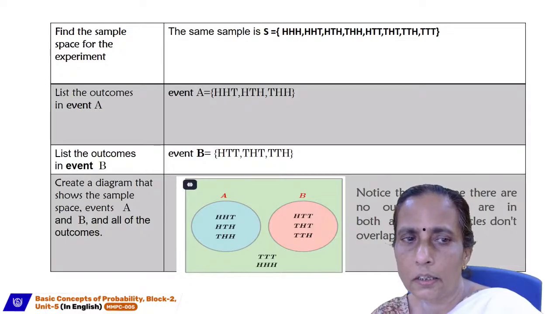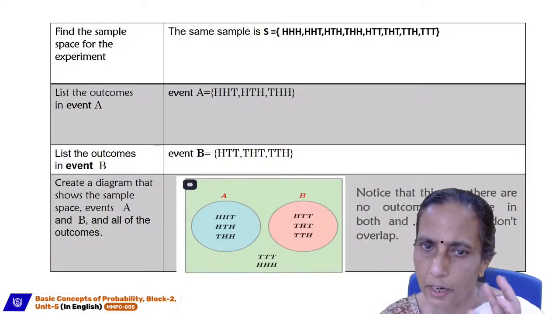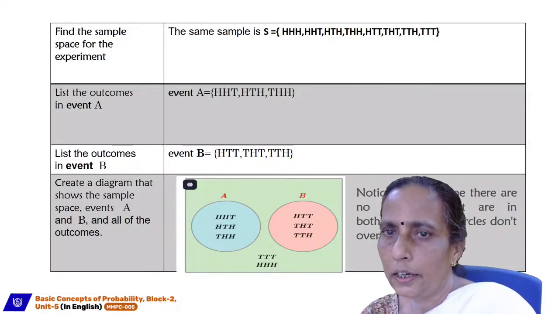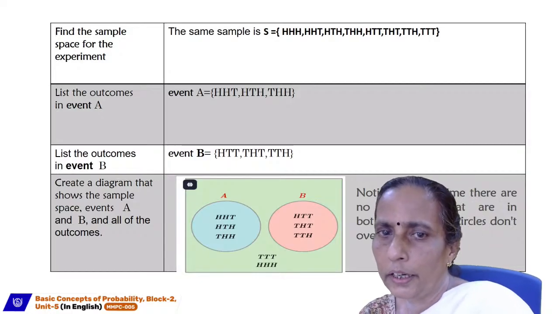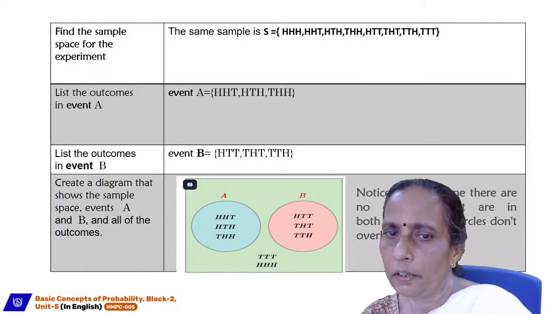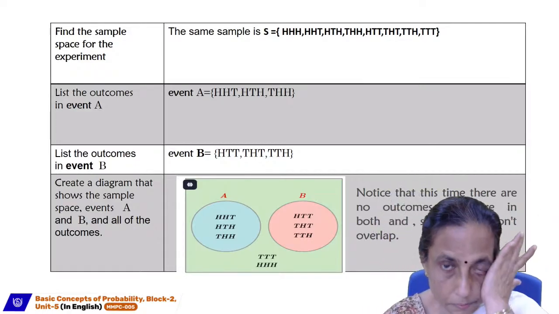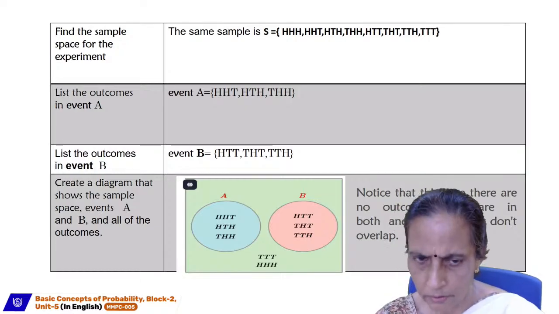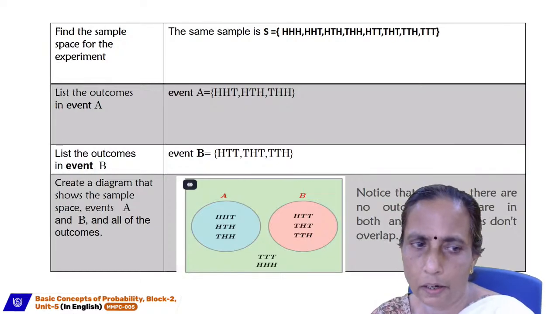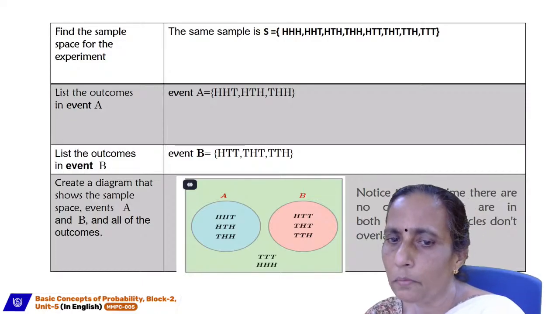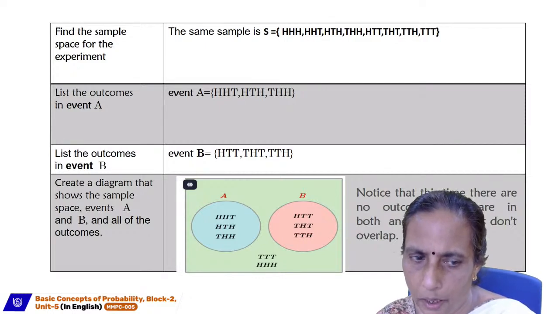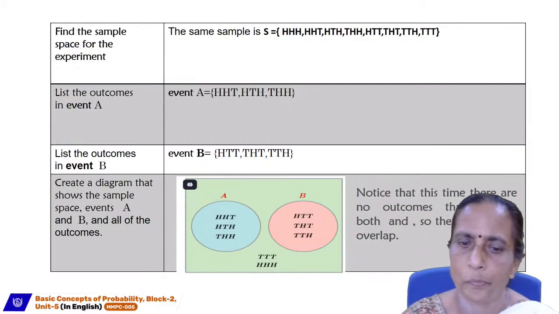Then list the outcomes in the event, that means exactly 2 heads: that is HHT, HTH, and THH, these are the 3. Out of 8, I will get 2 heads 3 times. Similarly, 3 times 2 tails. Then create a diagram which shows the sample space, events A and B, and all of the outcomes.